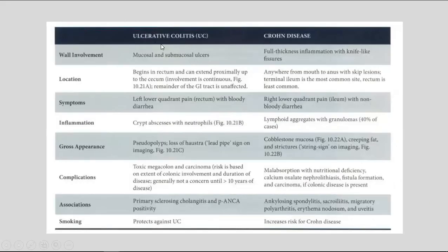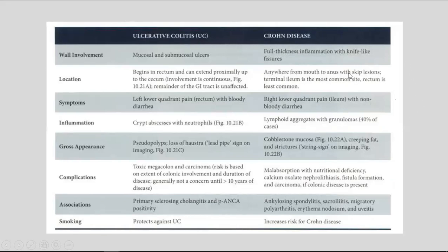And unlike ulcerative colitis, it's going to be a full thickness inflammation with knife-like fissures. So it's not going to be just on the surface, it's going to go through the entire thickness of the bowel wall, through the submucosa and the muscular layer, maybe even into the serosa. And it's going to have these deep knife-like fissures, so it's going to go all the way through the wall.